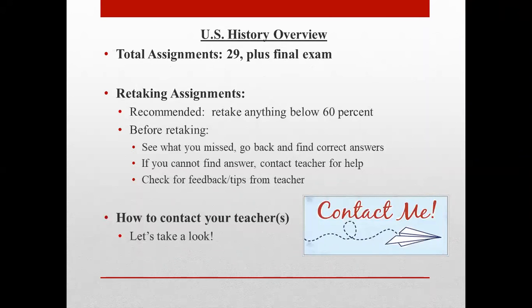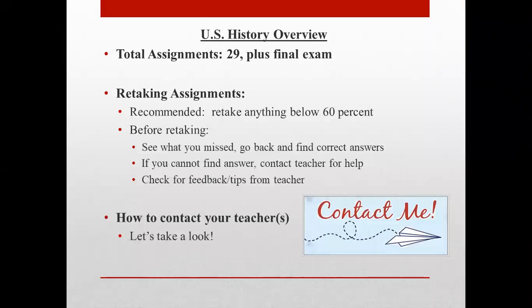Retaking assignments. I recommend that if you ever score below a 60%, you retake something. The reason is that at some point, those low scoring assignments are going to add up and you might drop below a 60%. If you remember, you have to have a 60% to take the final exam, and you have to have a 60% overall in order to pass the class. So if you keep accumulating low scores, you're going to drop below a 60. So make sure that you redo anything below that grade.